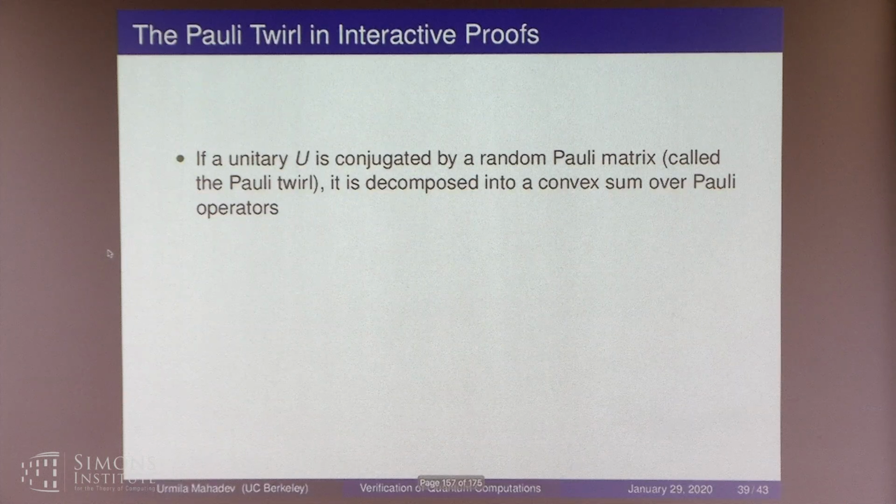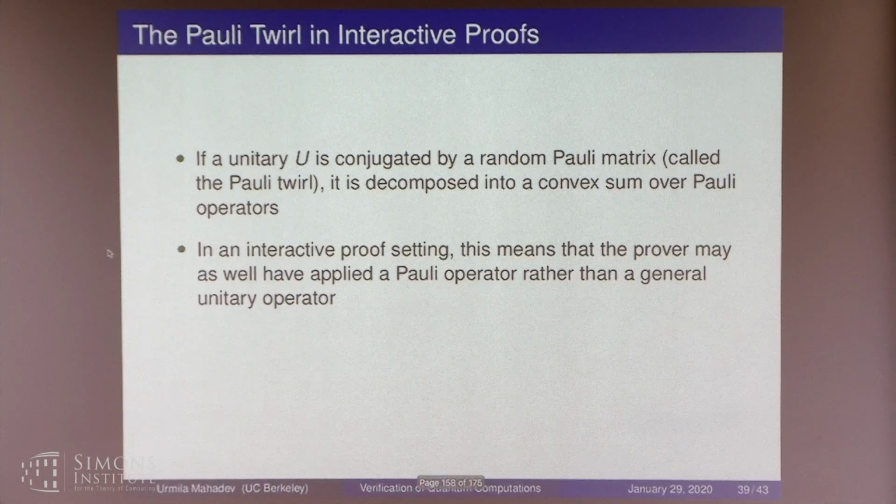This Pauli twirl is very useful in the information theoretic setting for interactive proofs, because in that setting, it was often the case that the prover could apply a general unitary U to a quantum state, but usually his unitary U would act on a quantum state which had a random Pauli applied to it. And what that meant was that his general unitary may as well have been a Pauli operator rather than a unitary operator.